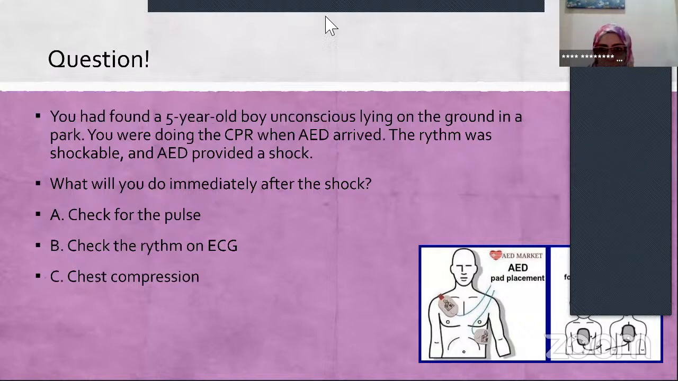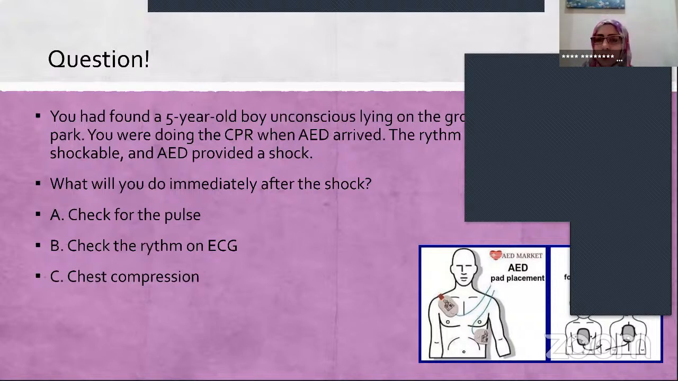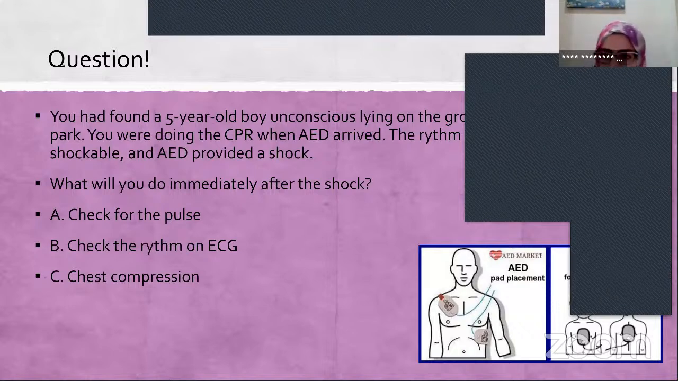Can you tell me which one is correct here? You can just tap it, A, B, or C. Okay, Zahra said A, Akife said checking the pulse. Any other ideas? This is a very tricky question. It's very important to know. Okay, I'm ready for answers.